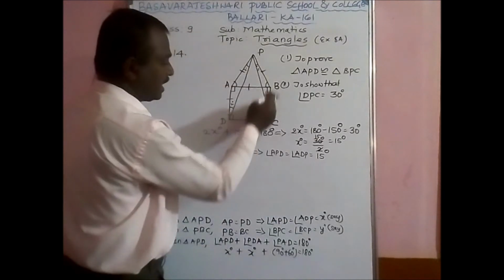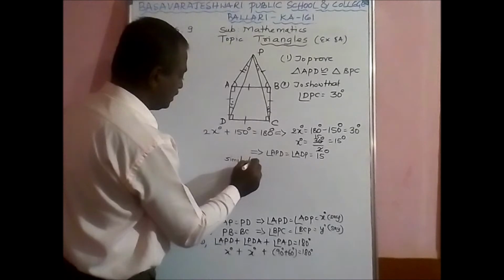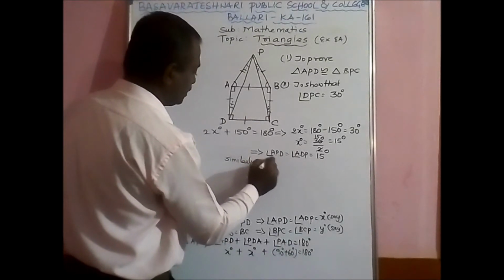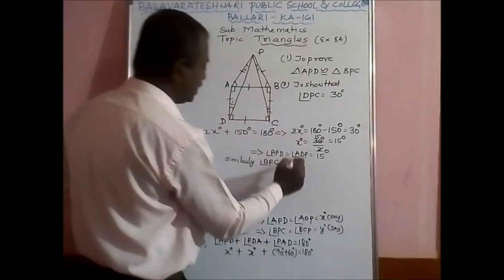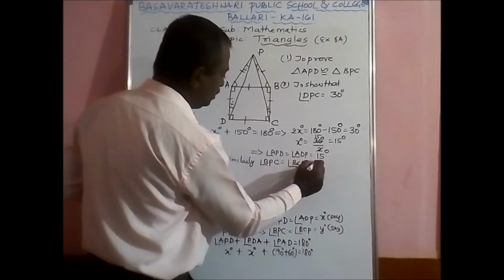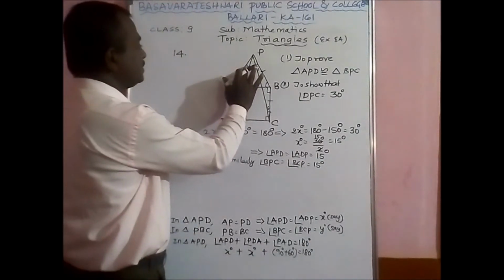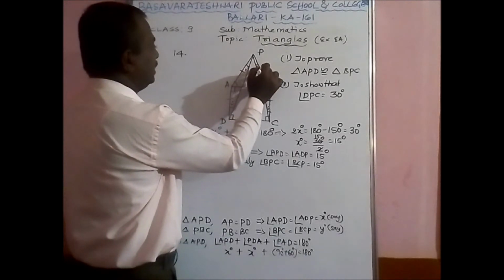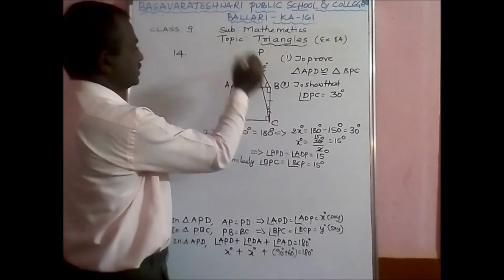Similarly, I am not doing the angle sum property for this. Similarly, angle BPC is also equal to angle BCP, which is equal to 15 degrees. That is also coming the same. Now we got these values. This is 15 degrees. This is also 15 degrees. Isn't it?